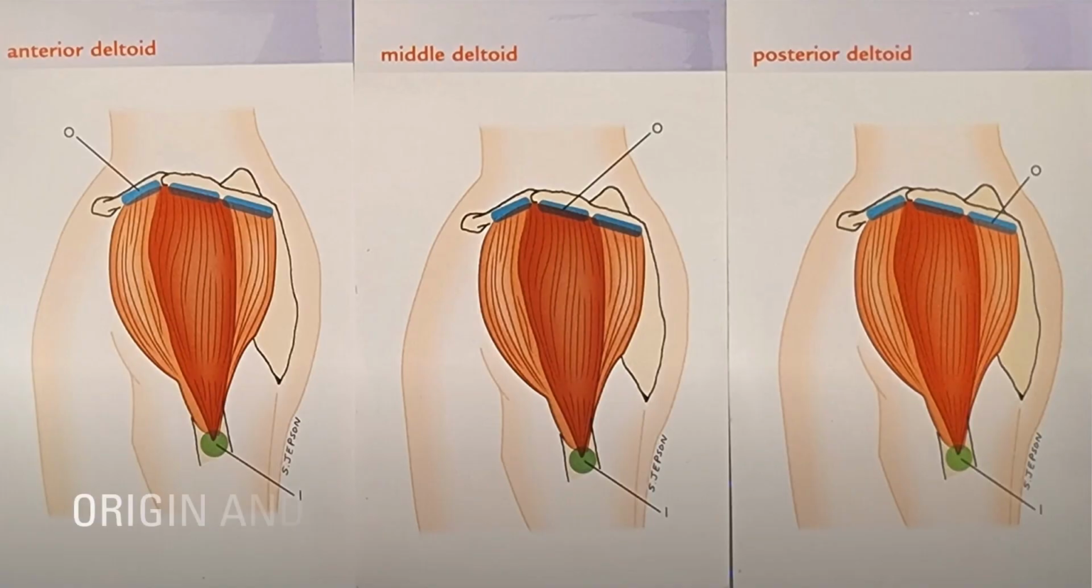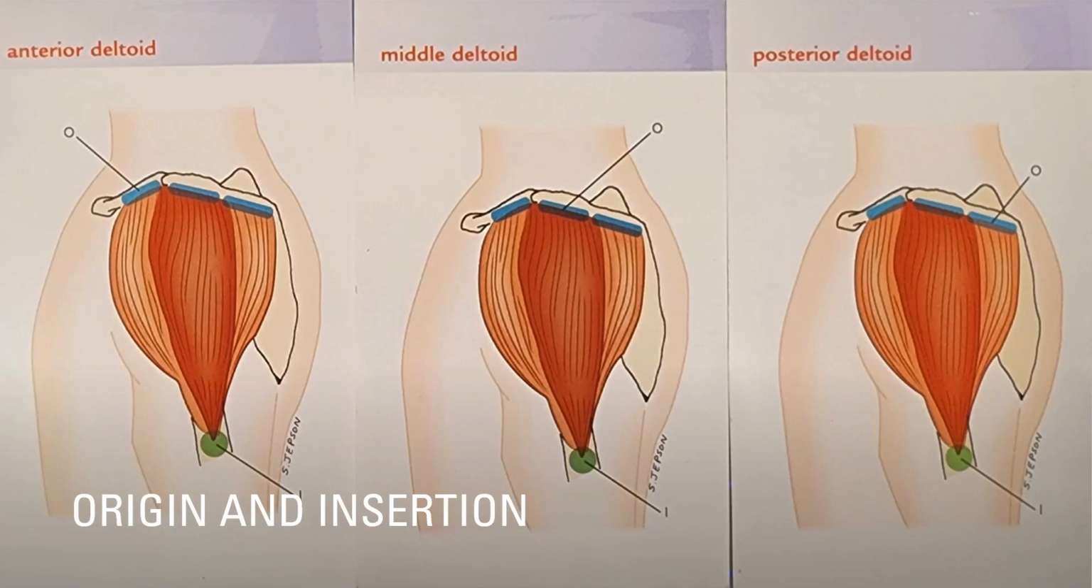So now let's talk about the origin and the insertion. Beginning with the anterior deltoid, it is going to originate on the lateral third of the clavicle. Then our middle deltoid is going to originate from the acromion process. And finally, the posterior deltoid is going to originate on the spine of the scapula. To learn the insertion points of this muscle is actually very easy because they will all insert into the deltoid tuberosity on the humerus.